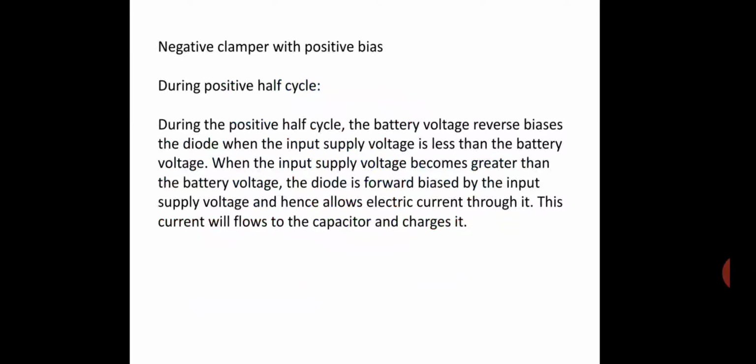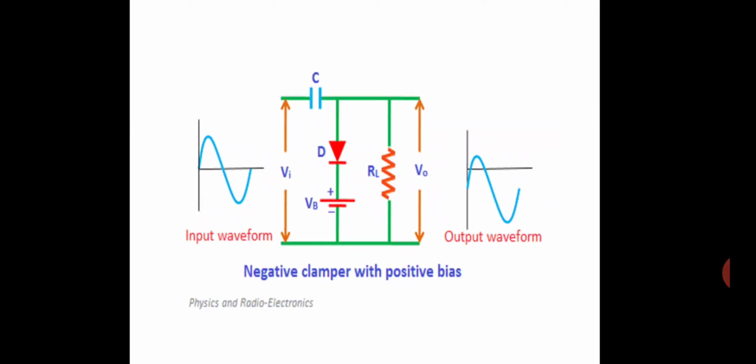What happens when the positive cycle goes? During the positive half cycle, the battery voltage reverse biases the diode when the input supply voltage is less than the battery voltage. When input is less than the DC battery, the diode is reverse biased, and in reverse bias condition only a small current flows in the positive direction.